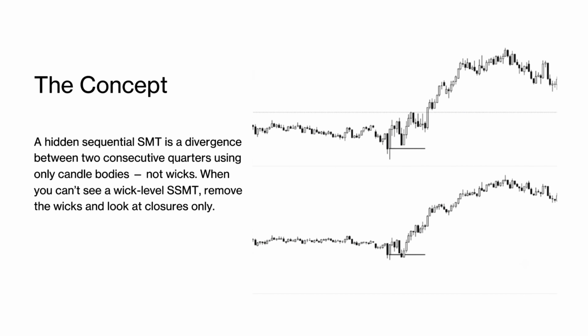The concept: hidden sequential SMT is a divergence between two consecutive quarters using only candle bodies, not wicks. For example, here, candles. When you can't see a wick-level sequential SMT, remove the wicks and look at the closure only. That is also possible, but the best way is just to train your eyes.